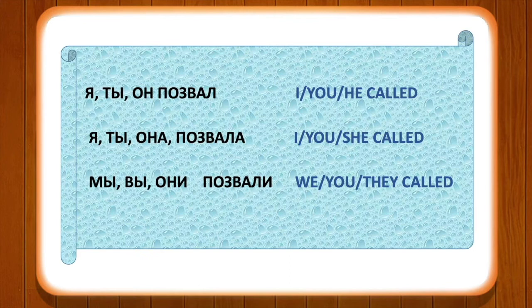And in past, ya, ti, on pazval. Ya pazval, I called. Ti pazval, you called. On pazval, he called. Ya, ti, ana pazvala. Ya pazvala, I called. Ti pazvala, you called. Ana pazvala, she called. Mi, vi, ani pazvali for plural. Mi pazvali, we called. Vi pazvali, you called. Ani pazvali, they called.